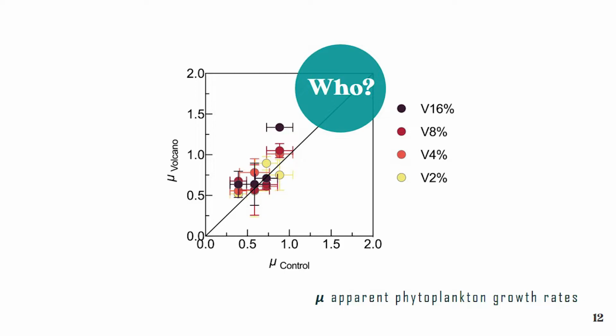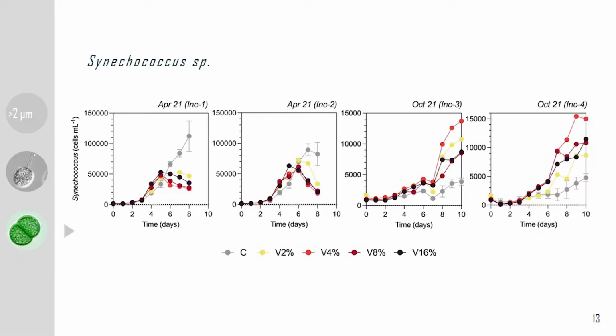So until now, we knew that phytoplankton was growing, with higher biomasses in these volcano-treated incubations, but we didn't know who was responsible for this increase and which were the organisms benefiting most from these hydrothermal fluids. So we started checking the flow cytometric results and they pointed to the Synechococcus species of cyanobacteria.